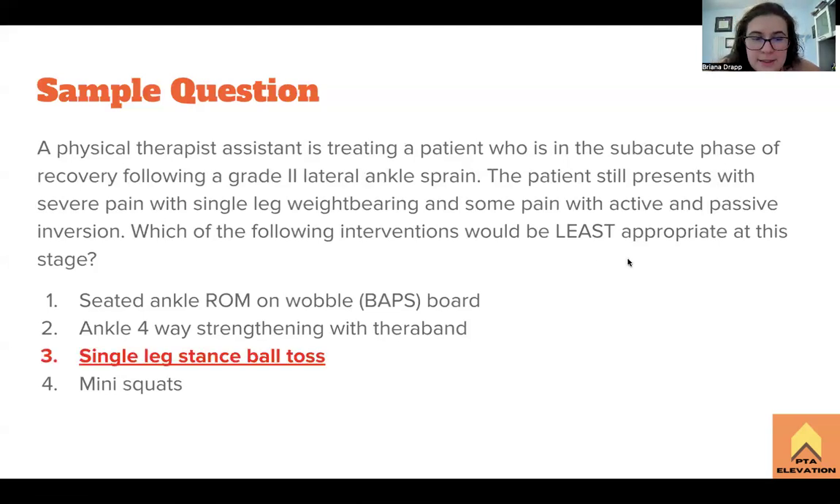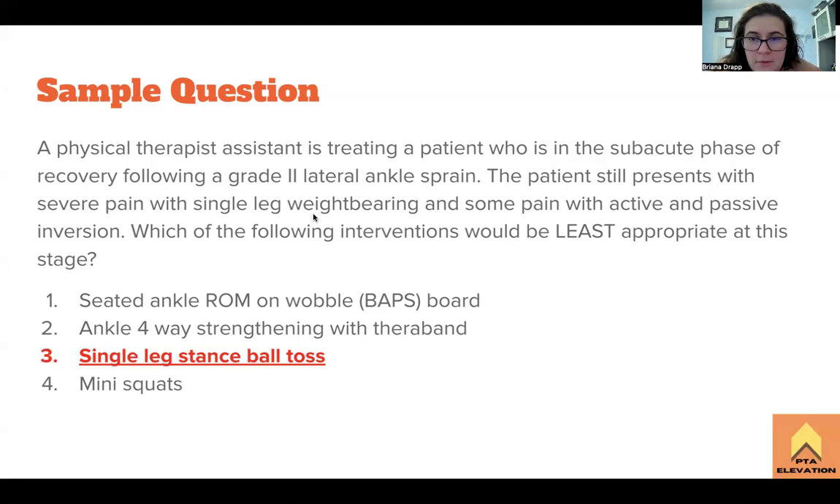All right, guys, so the answer is single leg stance with a ball toss. Let's break down why this is the answer. It's asking which is least appropriate at this point. If they're in that subacute phase, they're still having some pain with active and passive range of motion, specifically inversion, which makes sense. So the seated ankle wobble board is probably going to be good for them, still working on range of motion, because that's one of the things they're struggling with.